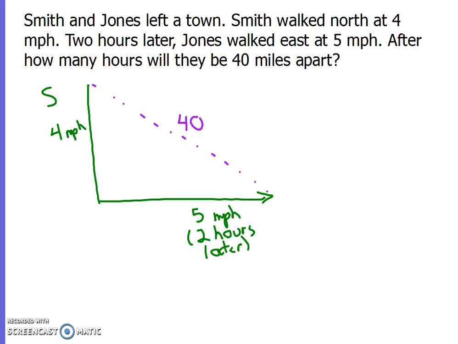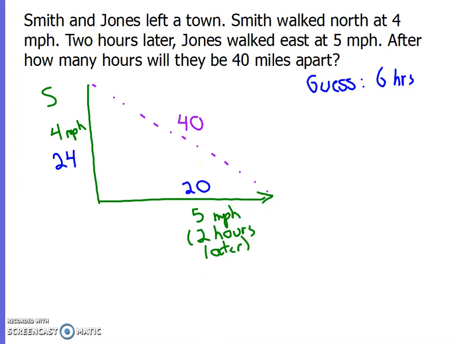Most of us can't do that, so what I tell people to do is just take a guess. Okay? So we're going to guess first 6 hours. Okay? And then think it through here. If Smith's going 4 miles an hour for 6 hours, he's going to go 24 miles. Okay? Jones, you might say he's gone 30 miles, but don't forget he left 2 hours later, so he's only been traveling for 4 hours. Okay? It's been 6 hours, but he's only gone for 4 hours, so he's gone 20 miles.